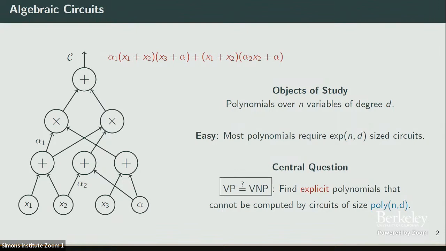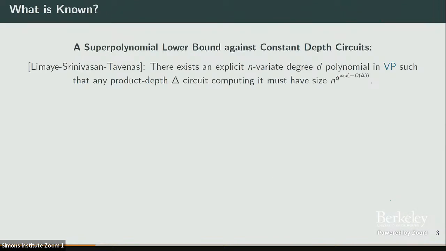there exists an explicit polynomial. I won't define what that means, but essentially an explicit polynomial is a polynomial in VNP, such that it cannot be computed by circuits of poly(n, d) size. Polynomials computable by poly(n, d) size circuits is what VP is. Okay, we want to separate these.